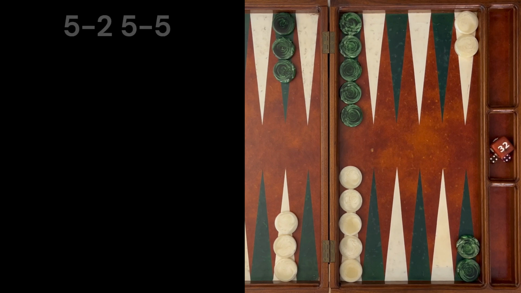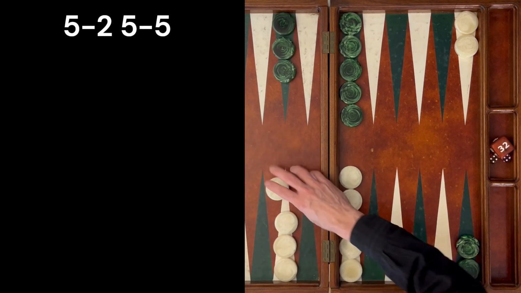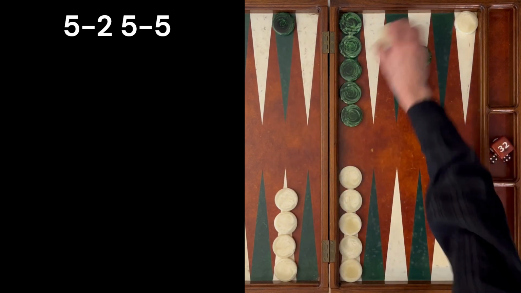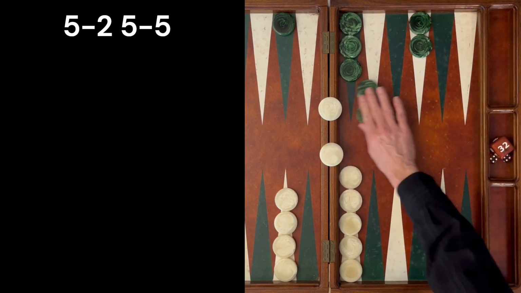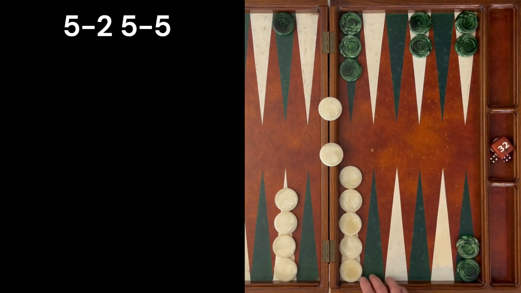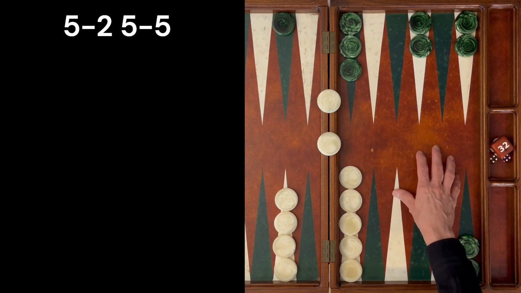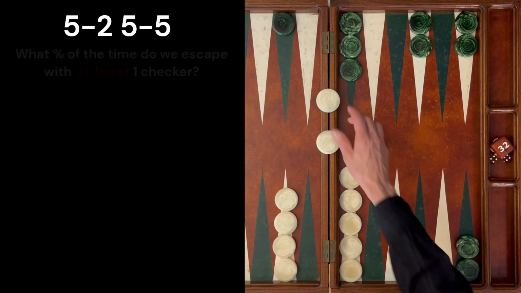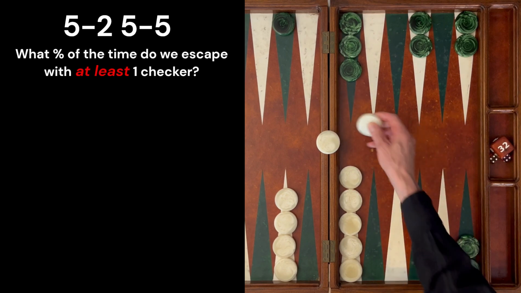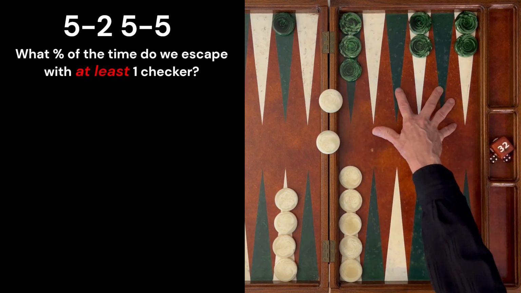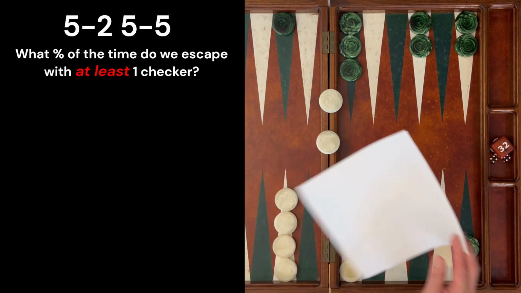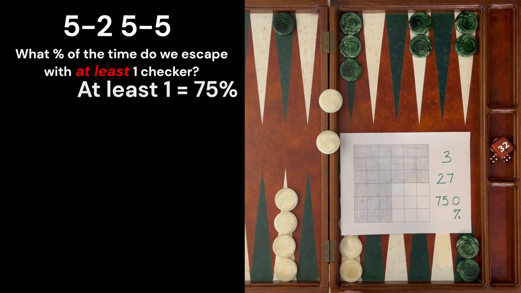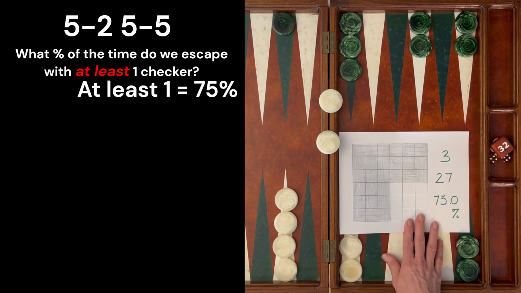In our third example, we win the opening roll with 5-2. Our opponent rolls 5-5, putting 2 of our checkers on the bar. Questions are a little different. There are extra questions when you have 2 checkers on the bar. What percentage of the time do we escape with at least 1 checker? We escape with any 2, 4, or 5. Go right to our shortcut. That's 3 numbers. 75% of the time we escape with at least 1 checker.